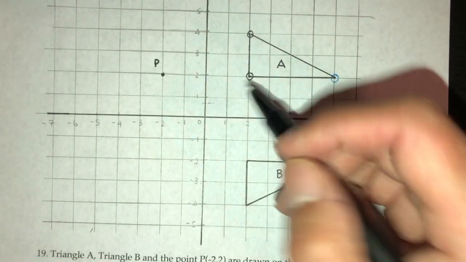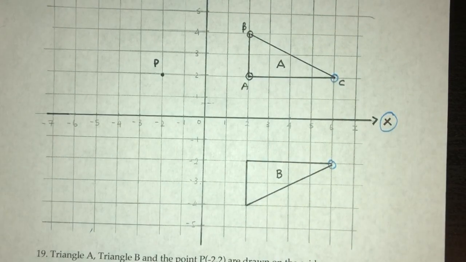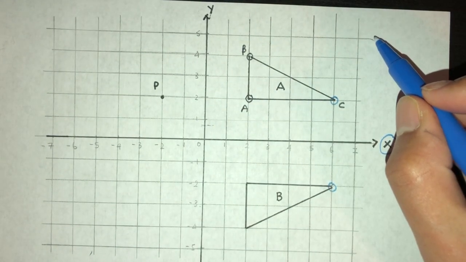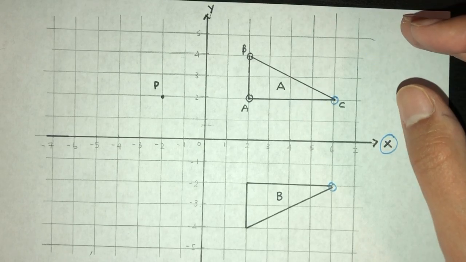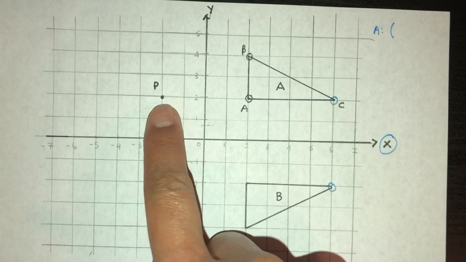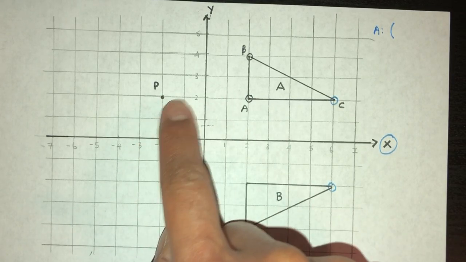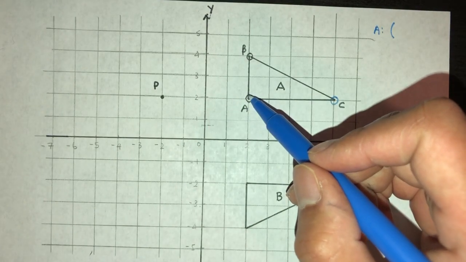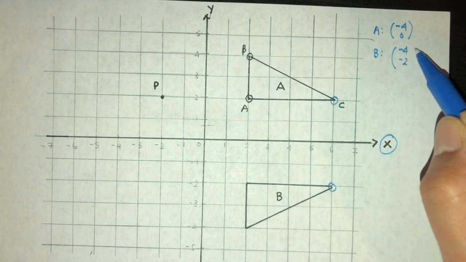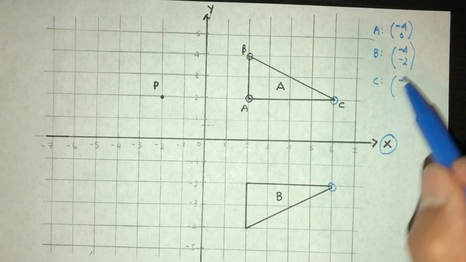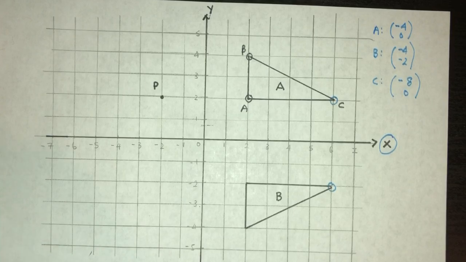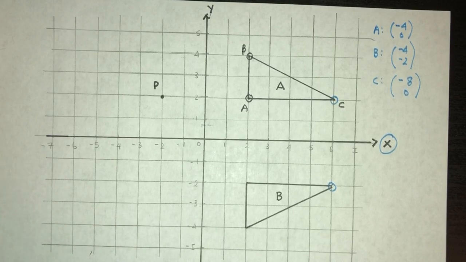Now the distances, let's write this down. Let's call these points A, B, and C. I don't want to take this as my center, but this one. So the distance from A going to P has to be minus 4, 0. Now B will be minus 4, minus 2. And C has to be minus 1, 2, 3, 4, that will be minus 8, 0, going from C to that point. Now to find the image, we have to multiply by the scale factor here.